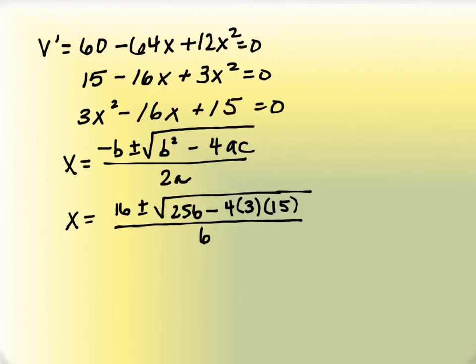All right, let's simplify just what's underneath the radical first. What do you get when you take 256 minus 4 times 3 times 15? And I don't even know because I don't have it written down. I have a different one written down. 76. 76? Anybody else have a 76? Yep, Kayla does. Okay. All over 6.